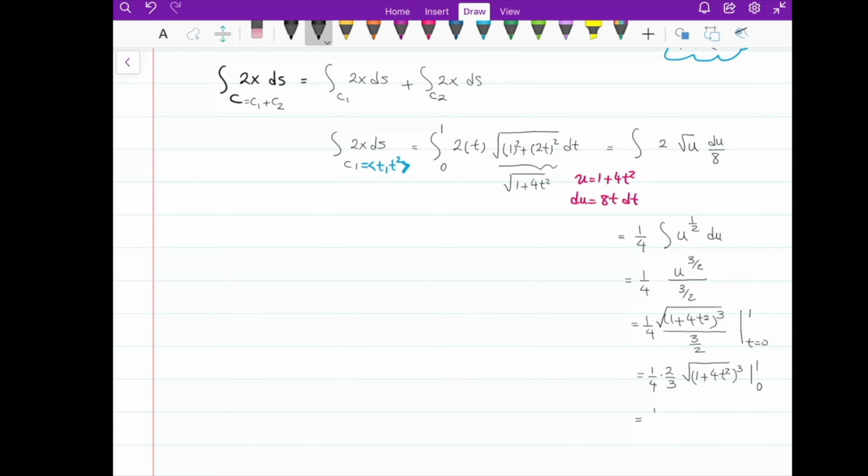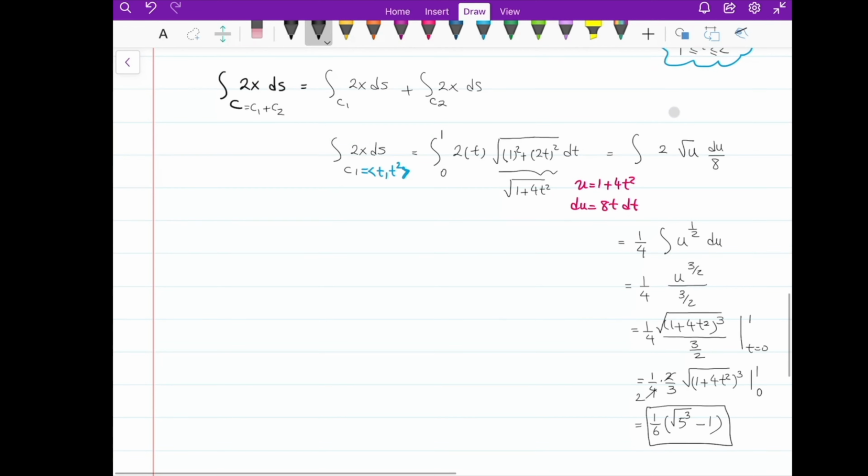Plug in 1, I get 1 over 6 here because the 2 and 4 would be canceled. Plug in 1, so I get the square root of 5 to the power of 3, minus, plug in 0, I get the square root of 1 to the power of 3, which is basically 1. Okay, so this is the answer for the integral of 2x ds over the curve C1.